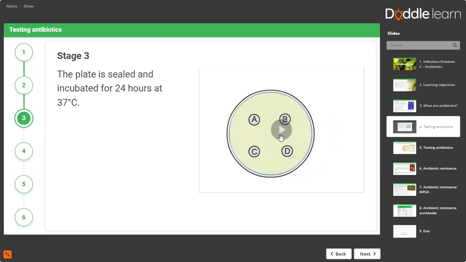We then seal our plate and incubate for 24 hours at 37 degrees. Now we say we seal it, we do seal it, we don't necessarily seal it fully. We do often leave a little bit of an air gap, and that's to stop anaerobic bacteria growing. And we incubate it for 24 hours at 37 degrees.